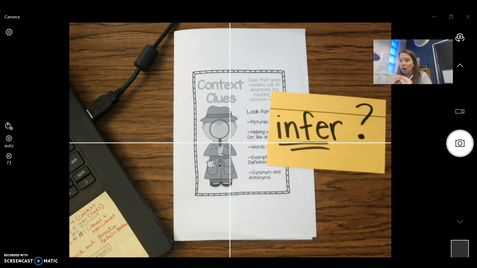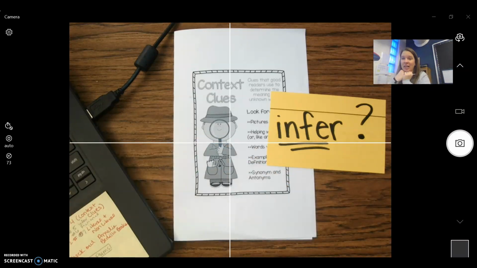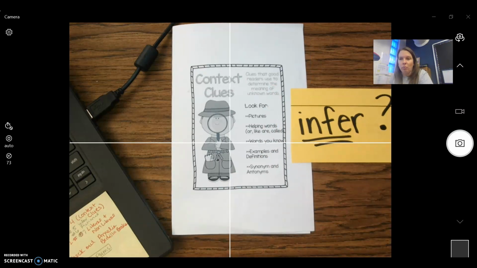So when we infer, that means the answer is not right there. You can't take your magnifying glass and zoom in because sometimes the answer is not there. We have to really think about what we have already learned, okay? But this is still a way for us to figure out an unknown word, okay?